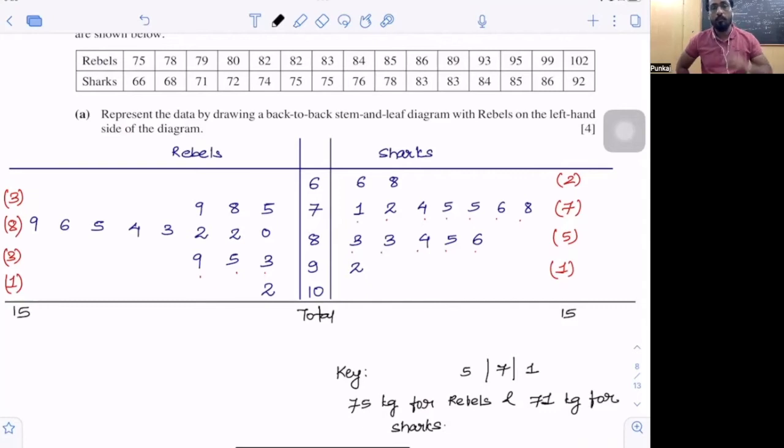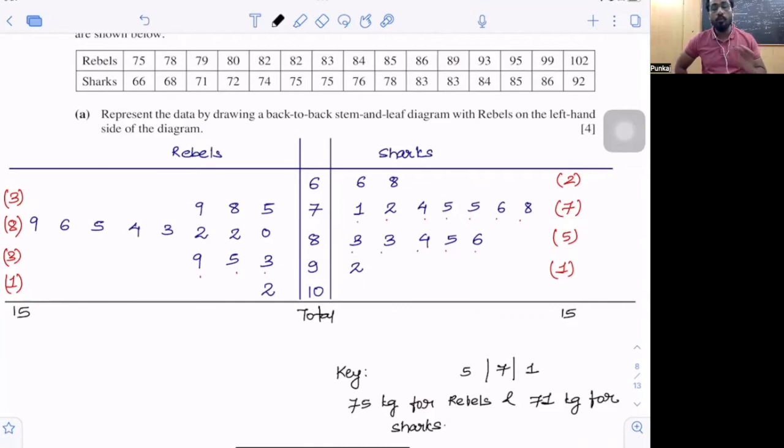So the first digit comes into the stems. Of course, when you come to 102, it will not be just 1, it should be 10, and not 1. And then the leaves will come on either side. The next digit that is left will be coming on either side. You should always try and write the total values in one leaf. That is also something you want to keep in mind.